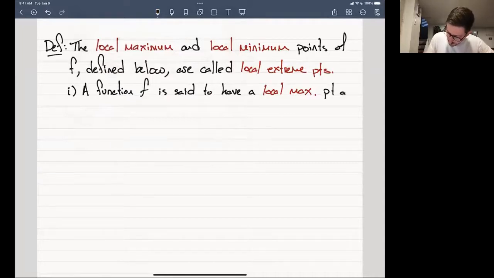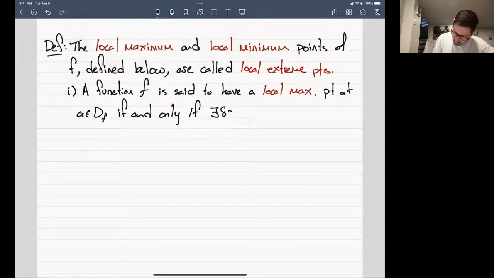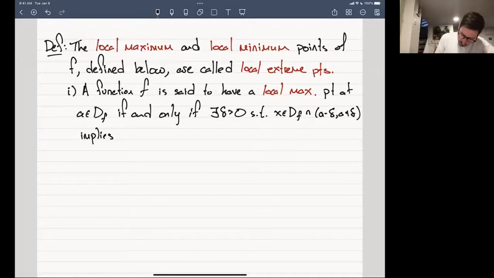Local maximum point at a point A in the domain of f, if and only if there exists some delta greater than 0, such that if x is in my domain and within delta of the local maximum point A, this implies that f at that x value is less than or equal to f of A, right? So everything in a neighborhood of your maximum point A returns a value in f that's smaller than f of A, or smaller than or equal, of course.